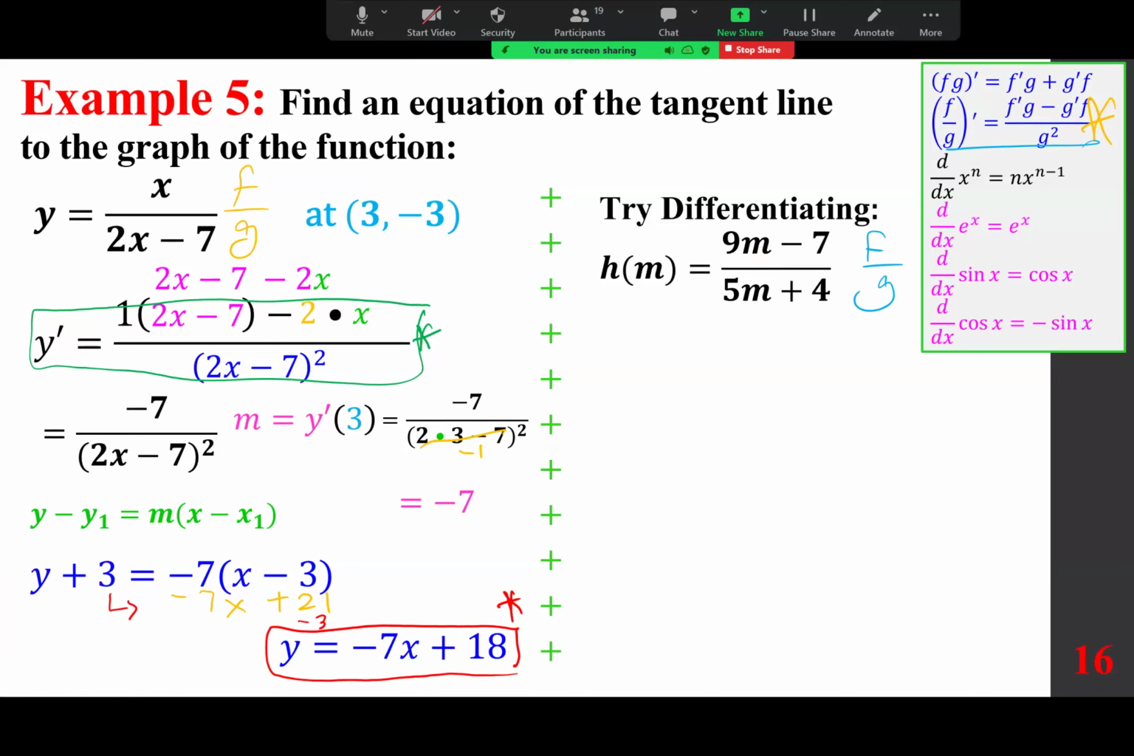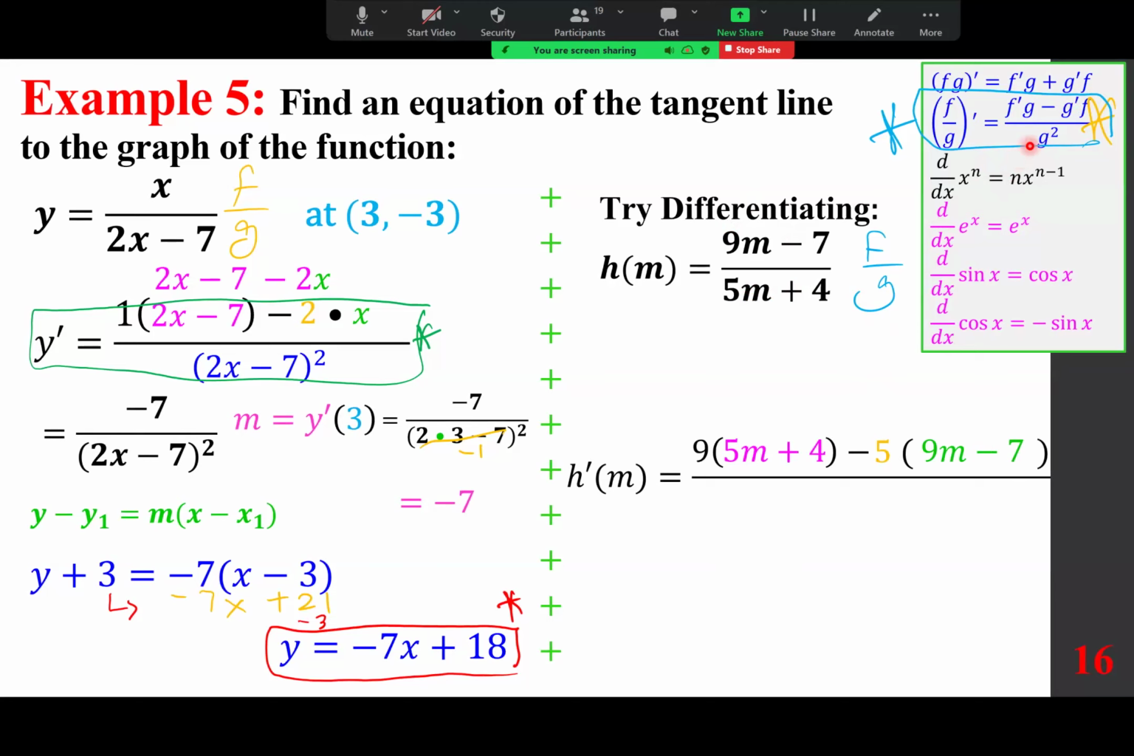And again, I'm going to go with the quotient rule. So the derivative of the numerator, so remember, m is the independent variable. And so f prime, the derivative of 9m minus 7, is 9. So the top gives you 9 times g, which is 5m plus 4. And then g prime, the derivative of the bottom, is 5 times f, 9m minus 7, over g, 5m plus 4 squared.